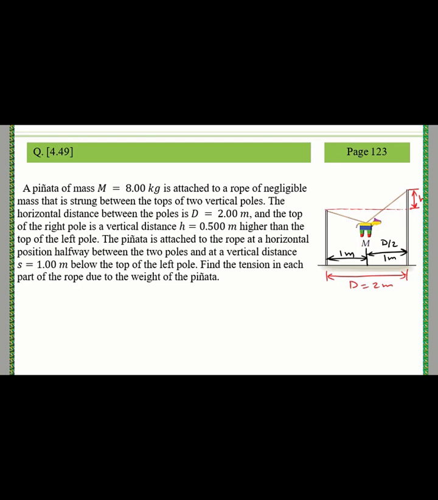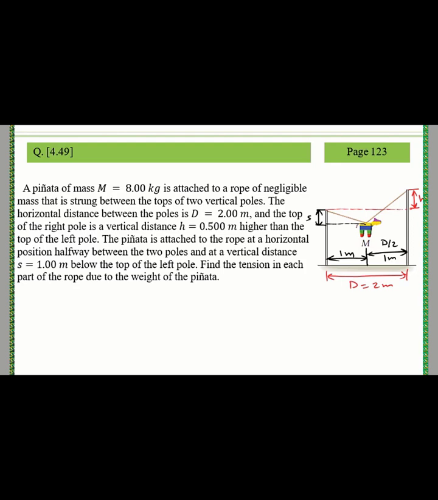Now, the piñata is attached to the rope at horizontal position halfway between the two poles, and the vertical distance is below the top of the left pole. So this distance is s. This one is s. Find the tension in each rope.